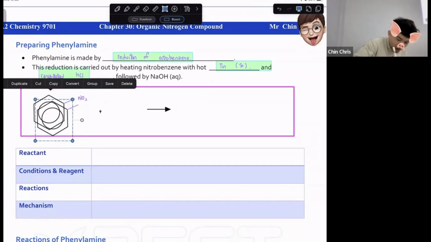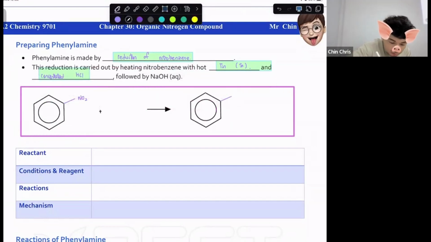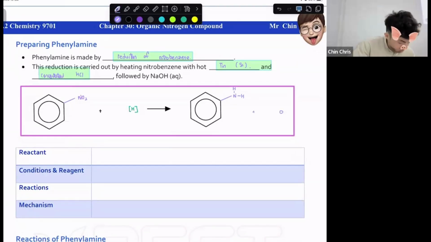Alright, guys, you have a nitrobenzene. You're going to turn this into a phenylamine, which has an NH2. Sorry, I haven't balanced the equation. You have two O, and both O will get kicked out as H2O, correct? So eventually you have 2 H2O, so 1, 2, 3, 4, 5, 6. You need 6 H to balance it. Done.